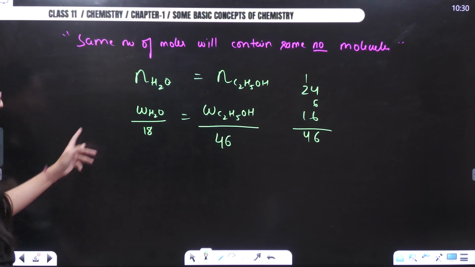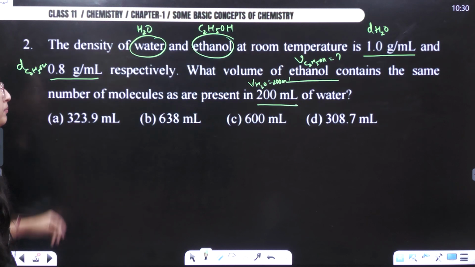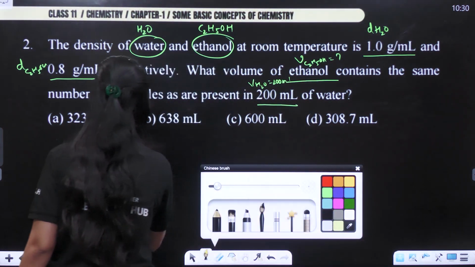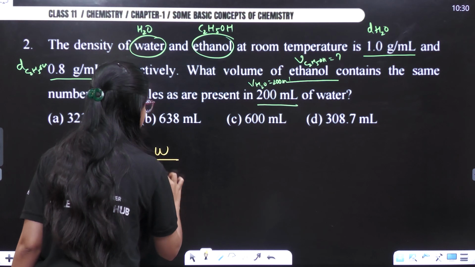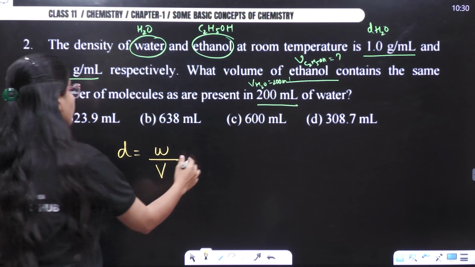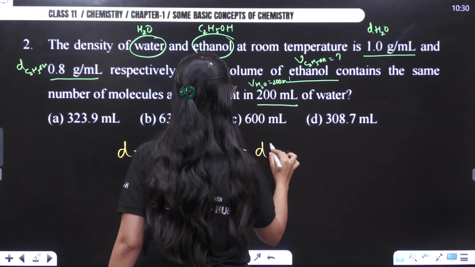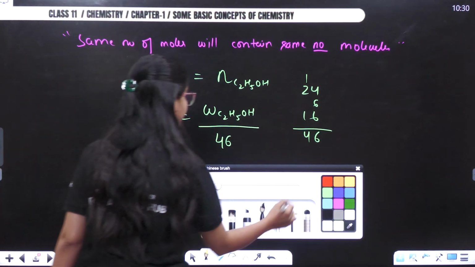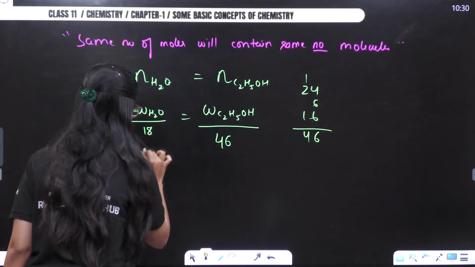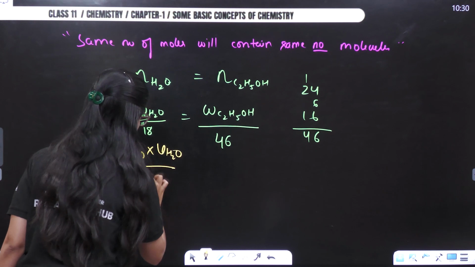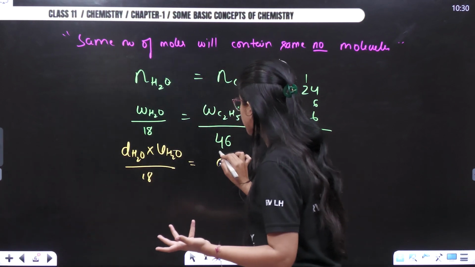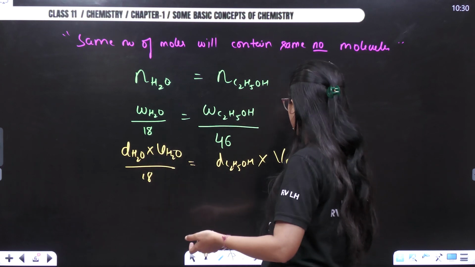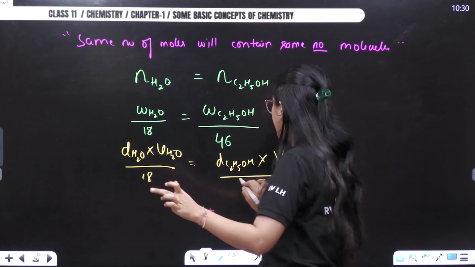Correct? Now, we do not have the weight given here, but instead of weight, we have been given density. So what can we do? You already know that density is nothing but weight divided by volume. Correct? So now you can write weight as density into volume. So you can write here density of water into volume of water divided by 18. All this substitution you should not do in your examination hall. You should go directly to this formula, nothing else.